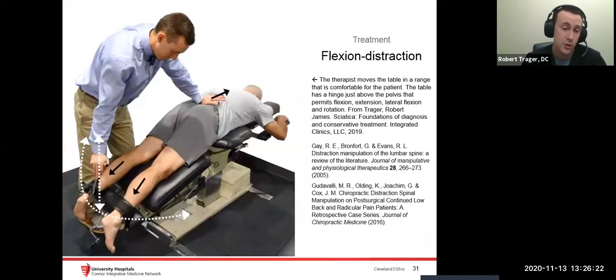This is what we call flexion distraction. It's a technique that combines traction with mobilization of the spine and movement of the legs. It helps to open up the space between the vertebrae. And if you have a disc issue, if you have stenosis, this would be for you.